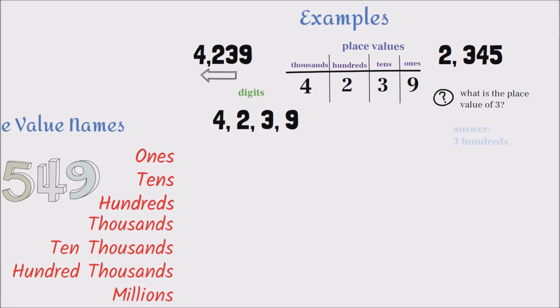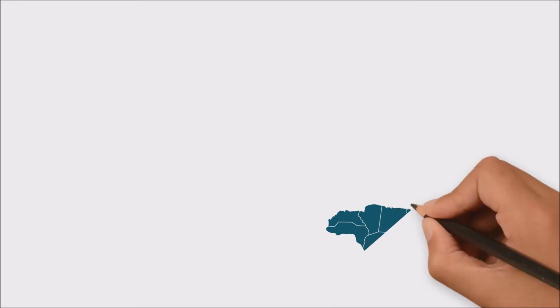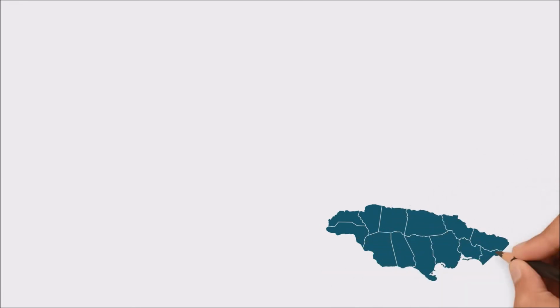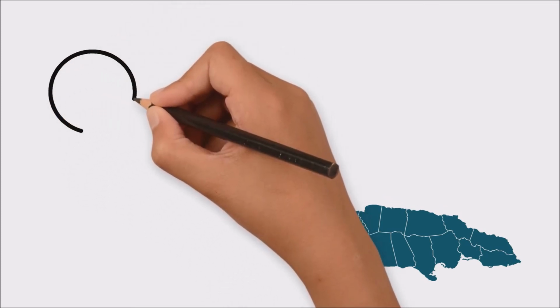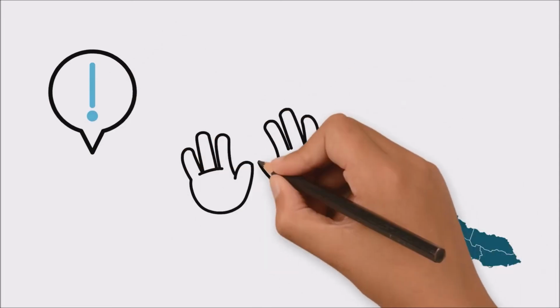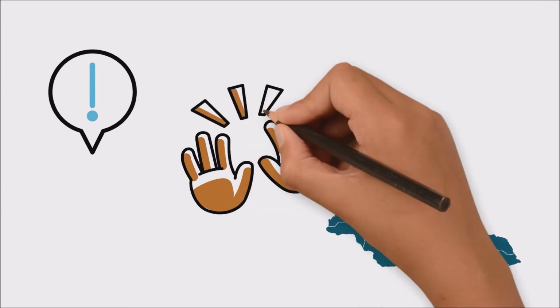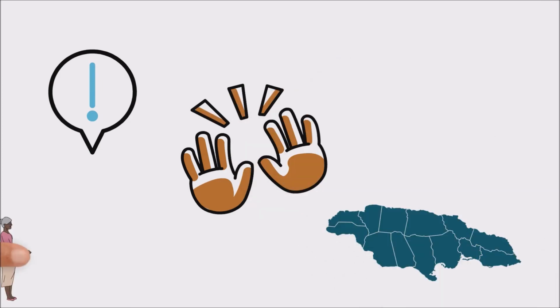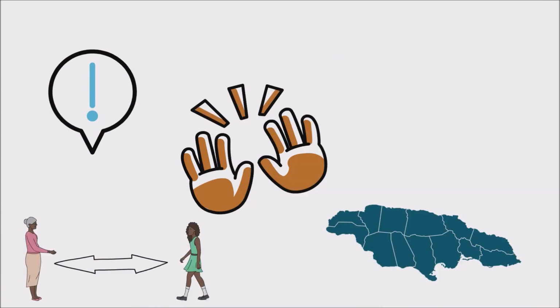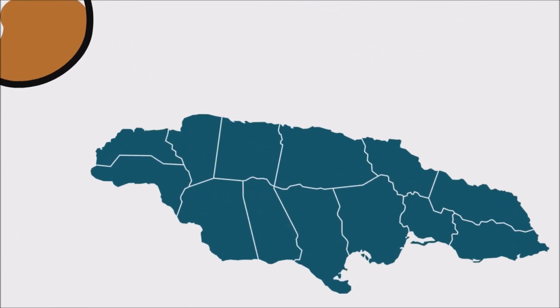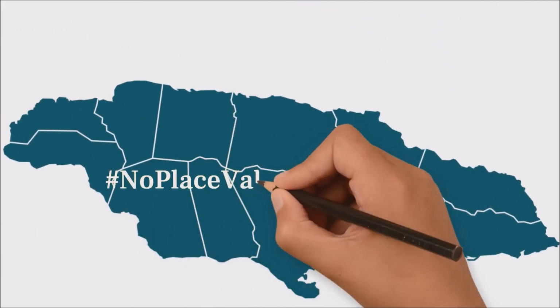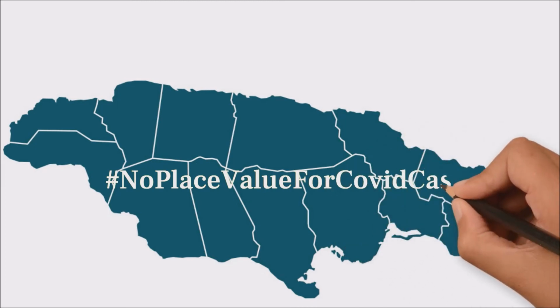Now, by the time you see this video, the total cases probably would have risen, hopefully not by too much, and there will be a different number that you can practice with. And of course, I want you to practice, but more importantly, let's work on decreasing the number of place value names we can find from this number by working to lower the spread of COVID-19 through observing all the necessary protocols: washing our hands, social distancing, and wearing a mask. We want no place value for COVID cases, so let us try to work really hard for that.